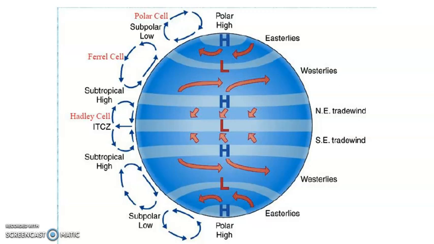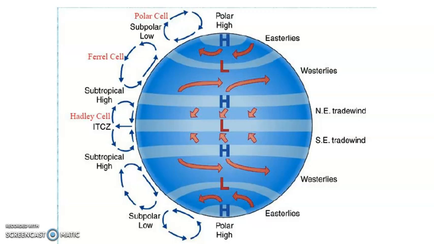Because of the Coriolis effect, three cells of circulation are formed and cause trade winds, the westerlies and the polar easterlies on Earth's surface. From 0 degrees to 30 degrees latitude, Hadley circulation causes trade winds on the Earth's surface. From 30 degrees to 60 degrees latitude, Ferrel circulation causes the westerlies, and from 60 degrees to 90 degrees latitude, polar circulation causes the polar easterlies.